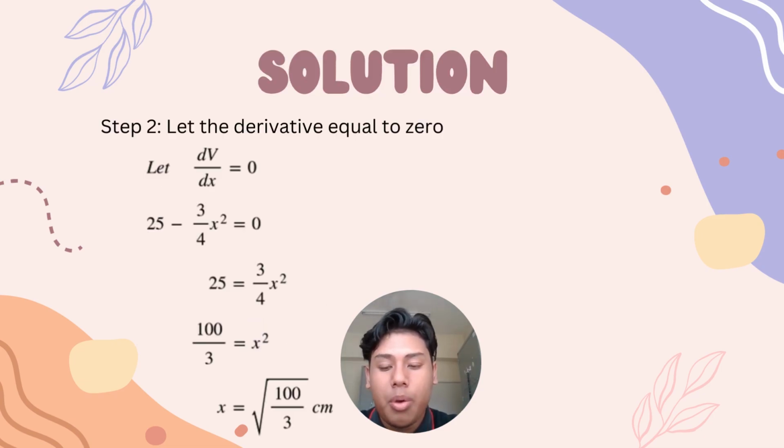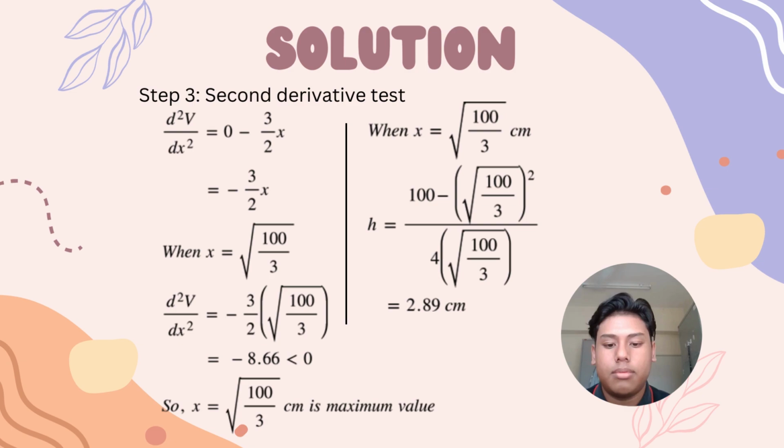In step 2, we need to let the derivative equal to 0. So we take the answer from the derivative we just did and equal it to 0. After that, we need to find the answer for x in this equation. So the answer of x, after we settle it down, will become square root of 100 over 3 cm.